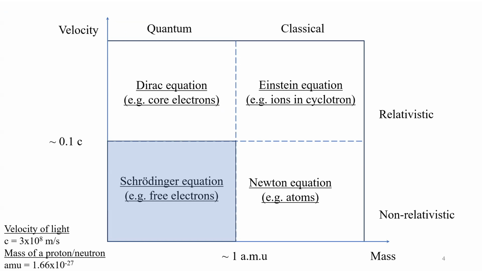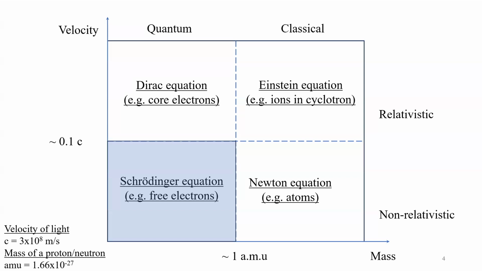So in this picture, we see 4 blocks: one for the Schrodinger equation, one for Newton's equation, one for Dirac, and one for Einstein's equation. On the x-axis, we see the mass, and the y-axis is the velocity. C here represents the velocity of light, which is 3 times 10 to the power 8 meters per second, and the mass of an electron or proton is represented by AMU, which is 1.66 multiplied by 10 to the minus 27 kilograms.